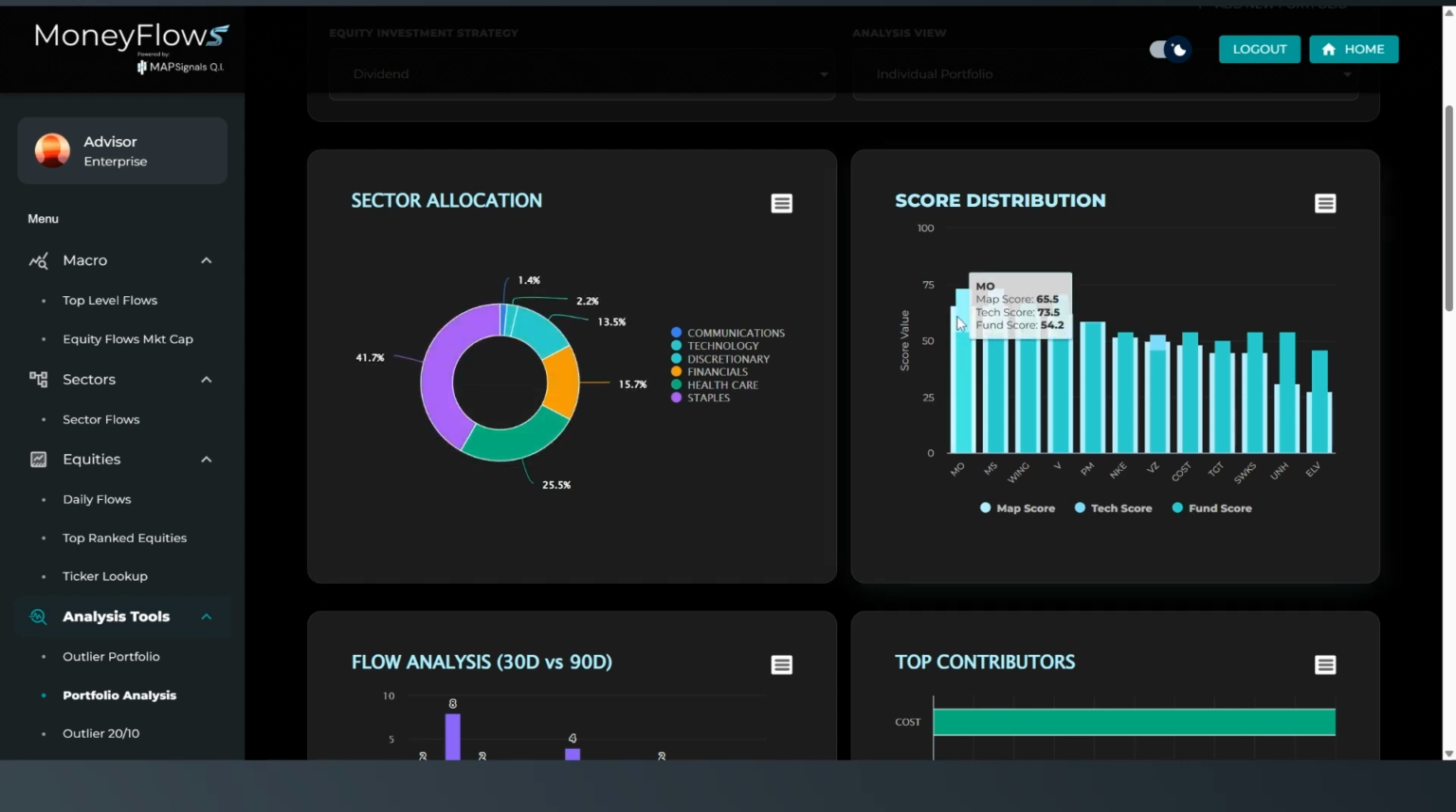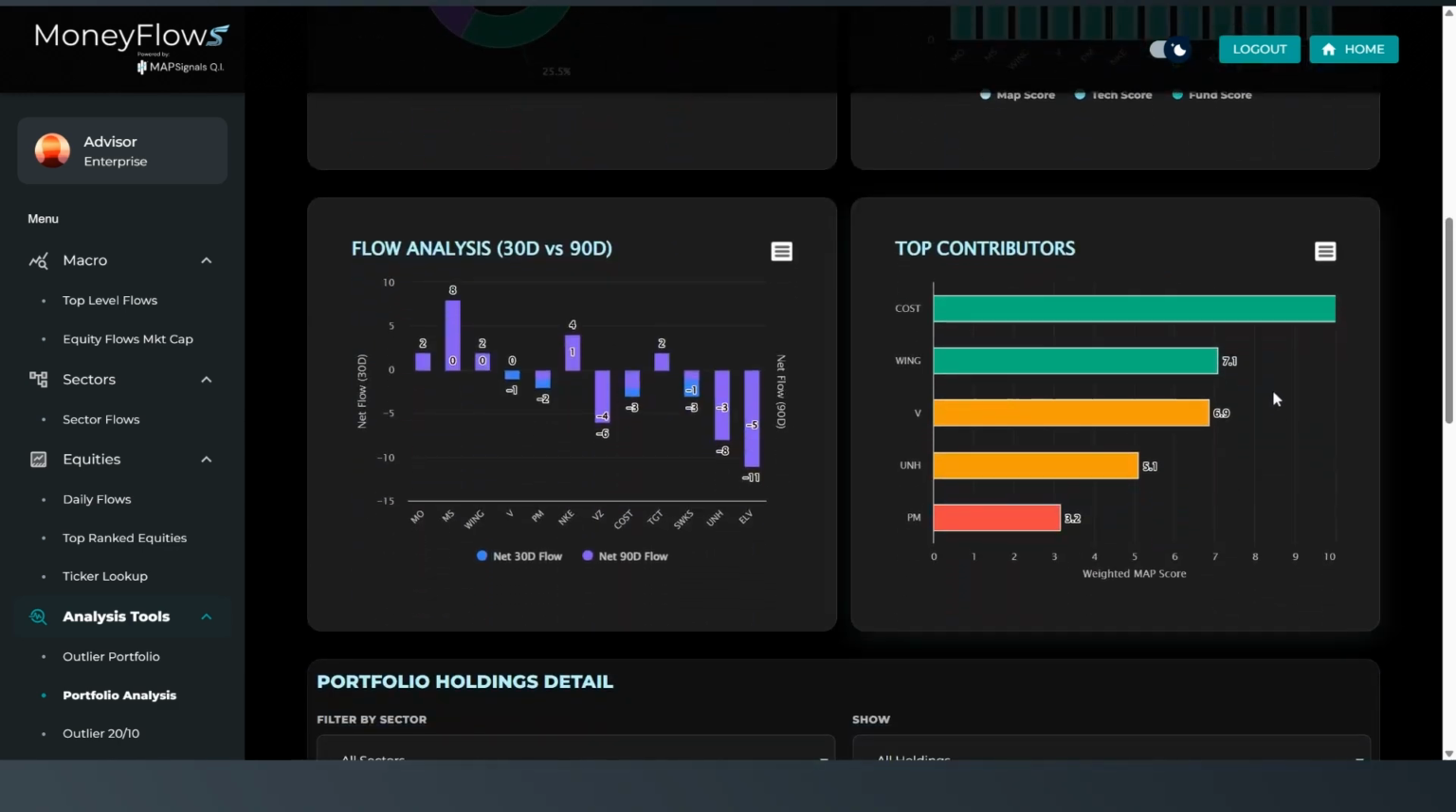Now, let's talk about the score distribution. So here we've got Altria, which has a MAP score of 65.5, Morgan Stanley, 65.5, and then we go all the way down the line. Here we've got Costco at 48.3. So this tells you the score of every stock in your portfolio.